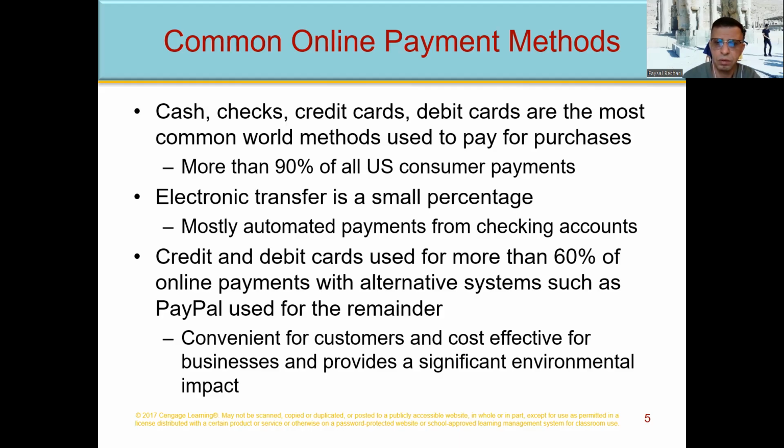So you do electronic transfer through the checking account. And then you have credit and debit cards used for more than 60% of online payments, with alternative systems such as PayPal and One Global or OG used for the remainder. It is convenient for customers, cost-effective for businesses, and provides a significant environmental impact, and we could bring the OG experience in Iraq or the payment services.